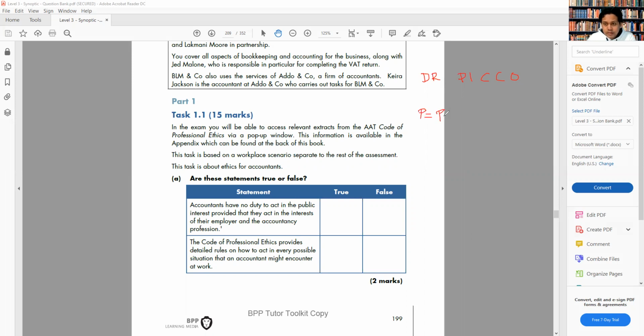professional behavior, I for integrity, C for competence and due care, then C for confidentiality, and O for objectivity.